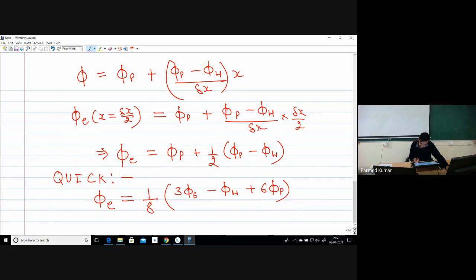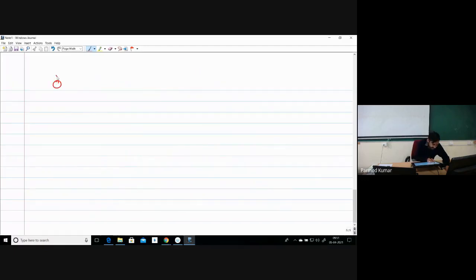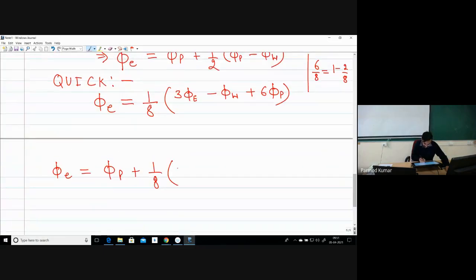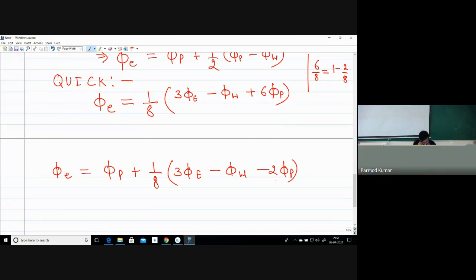Now you can clearly see this 6 phi P I can write, so this will become 6 by 8. This I can simply write as nothing but 1 minus 2 by 8. Is this point clear? So this 6 phi P I can write as phi P minus 2 phi P by 8. If I apply this substitution, I will finally find phi E equal to phi P plus 1 by 8 into 3 phi E minus phi W minus 2 phi P. So this is what we get from the QUICK scheme.